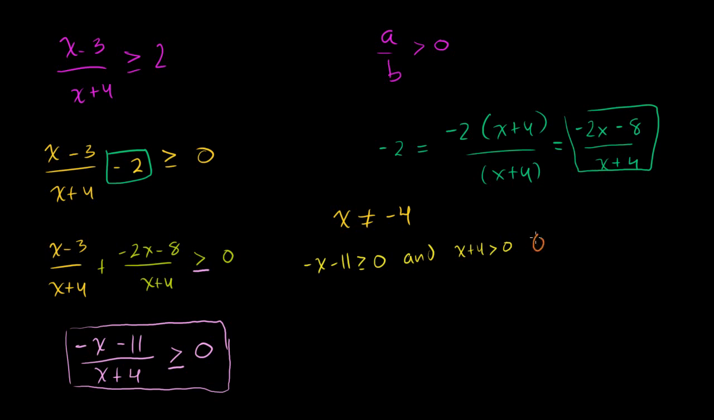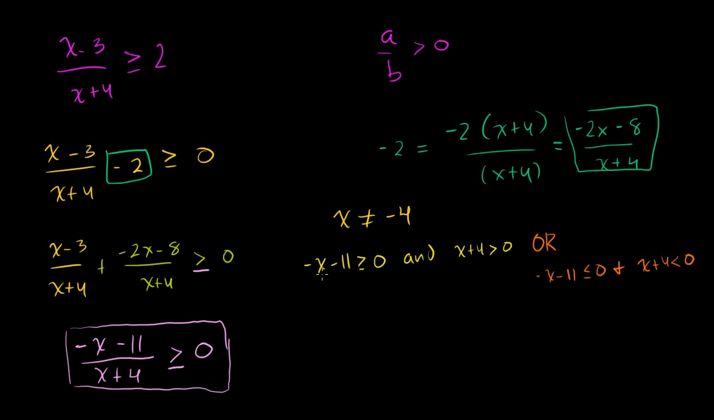Or they're both going to be less than 0. And I'm running out of space. Or minus x minus 11 is less than or equal to 0, and x plus 4 is less than 0. Remember, it can't ever equal 0. So they're either both positive or both negative. That's the only way we're going to get something. Well, the numerator can be equal to 0. Or they're both positive to get something positive, or they're both negative, so that when you divide a negative by a negative, you still get something positive.